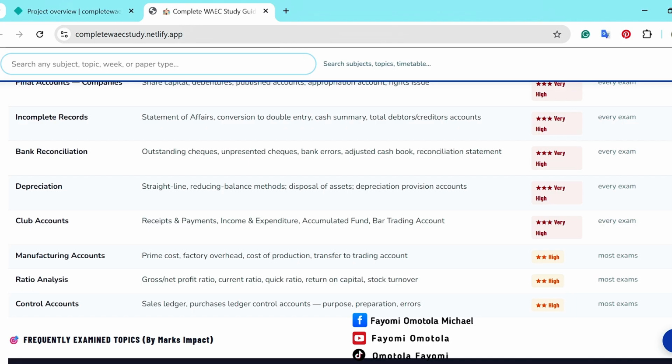Just be practicing. You have done the reading, you have done the coverage, then you practice. It's not only applying to financial accounting, but other subjects.